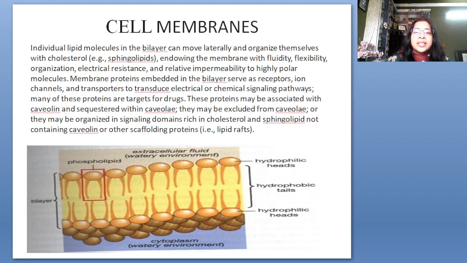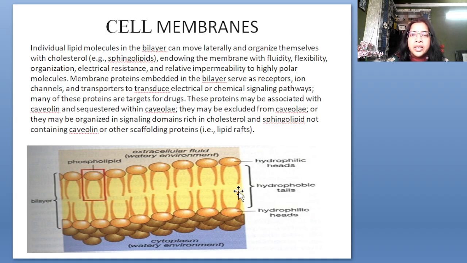Let's discuss cell membranes. To understand the process of absorption, we must understand the structure of cell membranes. So everybody knows the cell membrane is a lipid bilayer. At two sides, we are seeing hydrophilic heads below and upwards, and in between these two hydrophilic heads, we could see hydrophobic tails. Individual lipid molecules in the bilayer can move laterally and organize themselves with cholesterol, for example sphingolipids, endowing the membrane with fluidity, flexibility, organization, electrical resistance, and relative impermeability to highly polar molecules.